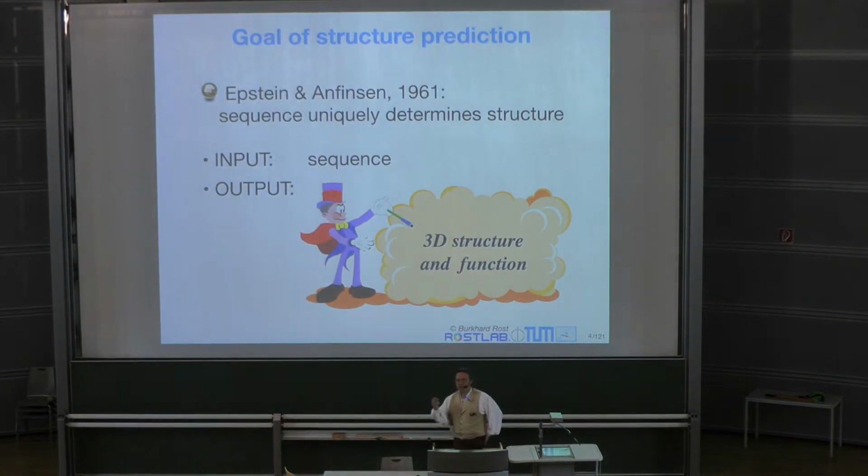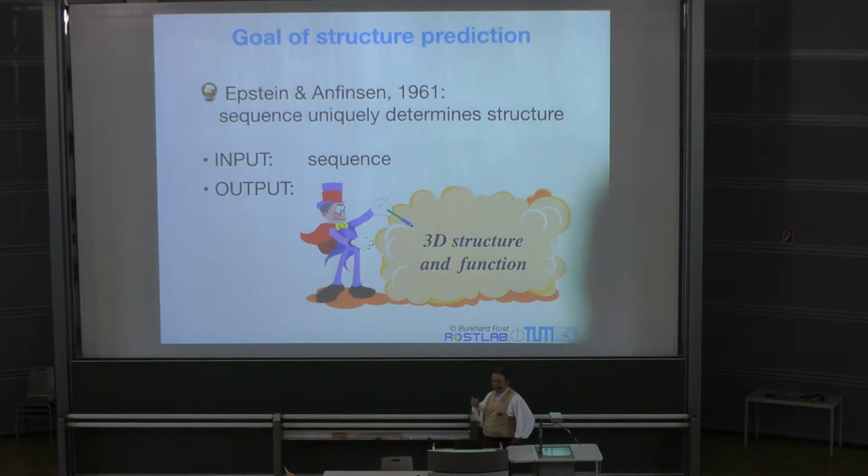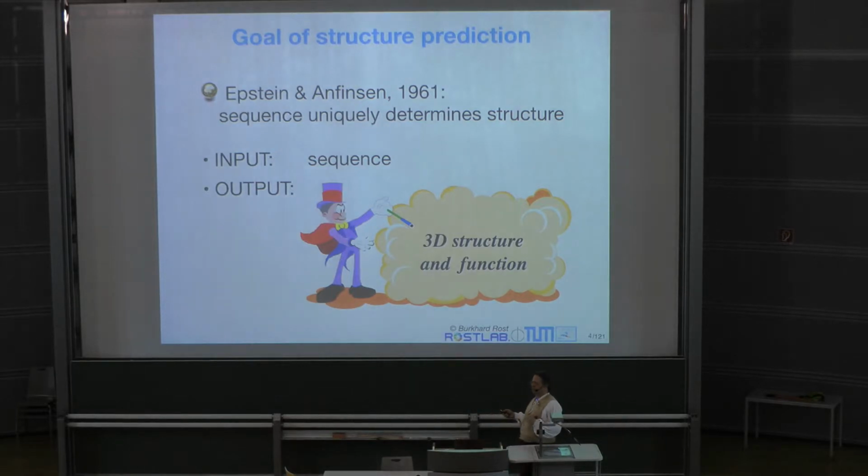So the recap: in principle, sequence determines structure, determines function. In principle, you throw the protein into a solvent, it adopts the same unique three-dimensional structure. And in principle, we should be able, therefore, to predict structure and function from sequence. We cannot do that because the problem is too complex.